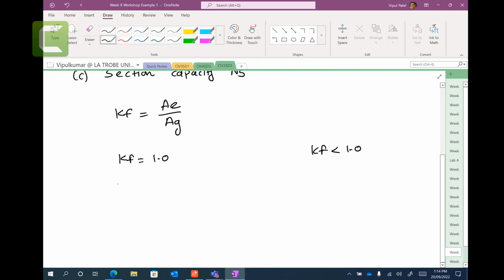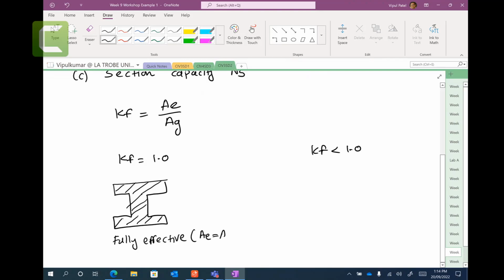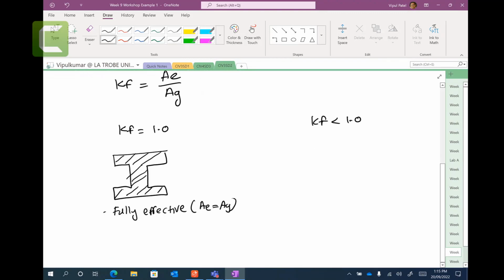What is KF equal to 1? KF equal to 1 means that you don't have any local buckling. The full section is fully effective. In other words, effective area equals gross area, so KF equals 1. It also means that it is made of thick plates, meaning that no local buckling occurs.